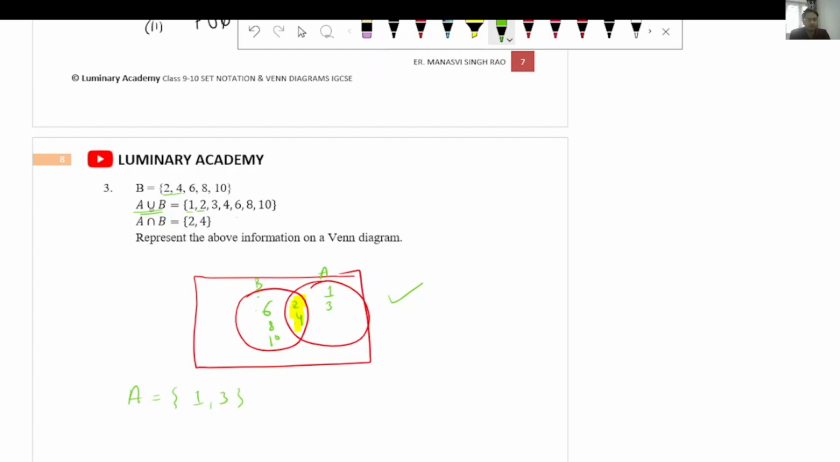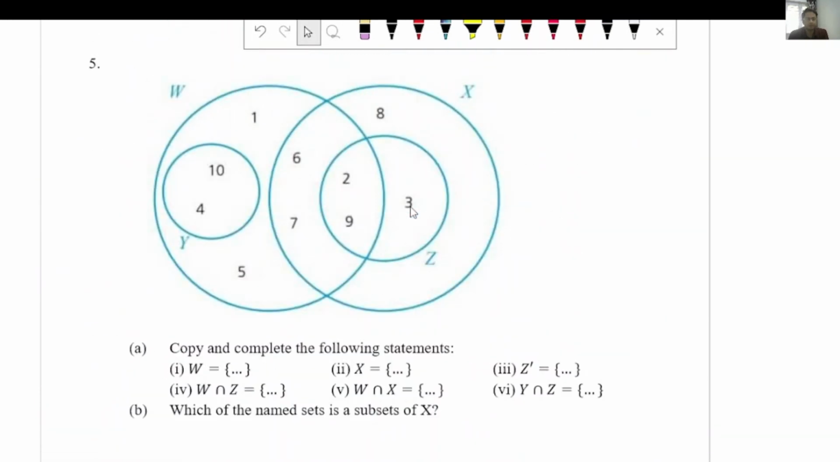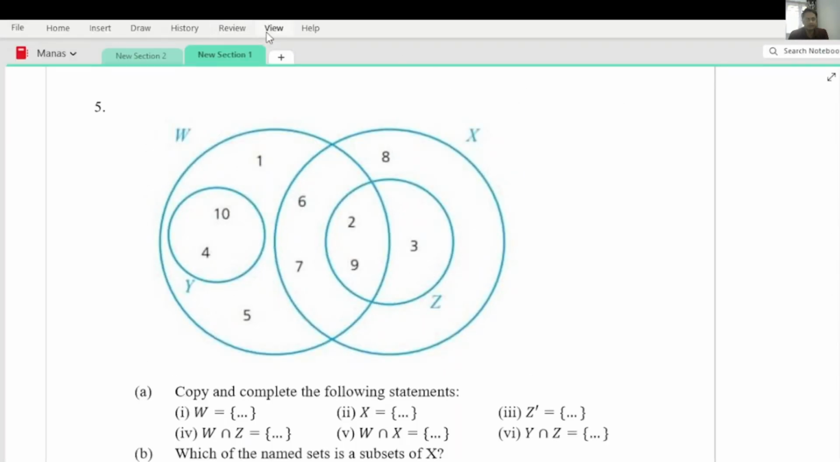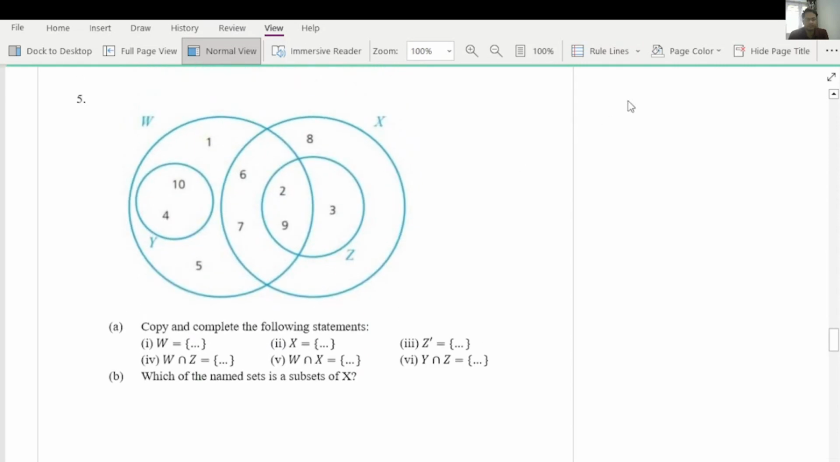Now they have given the question: represent the above information on a Venn diagram. So we have already done that, and we have already written that set A includes numbers 1 and 3, okay. So we are done with the question. Let's proceed to the next question. So now coming to the next question, that is question number 5, okay. In the fifth question, the Venn diagram is directly given to you, okay. What you need to do is, I'll just decrease the size so that we can see it properly, right?